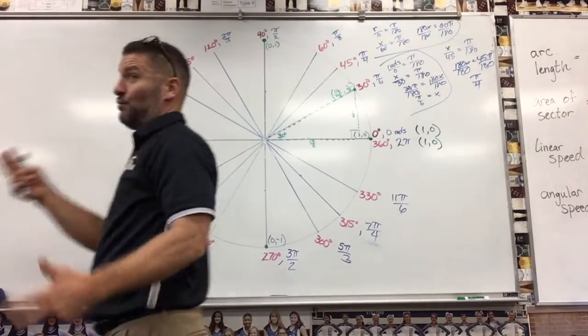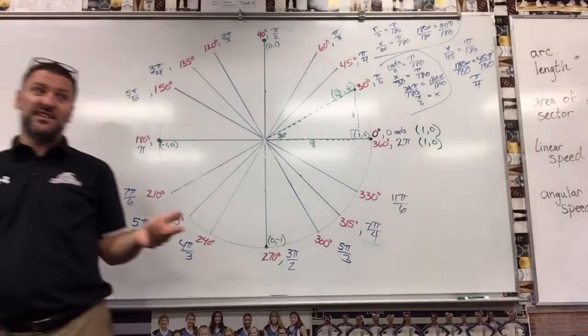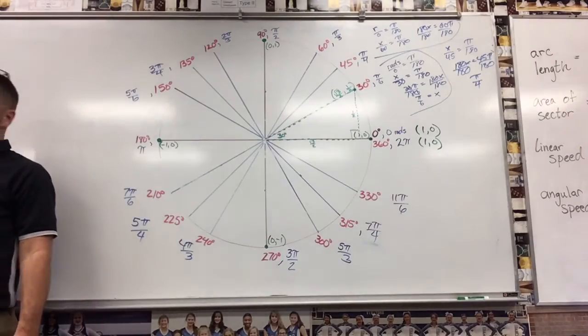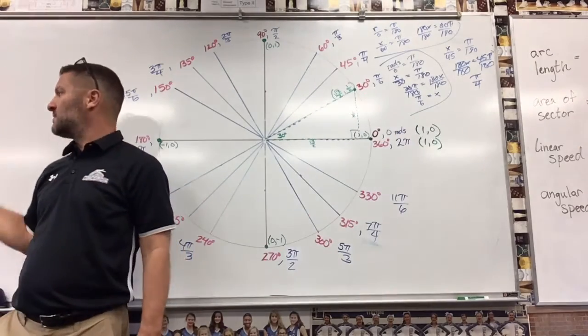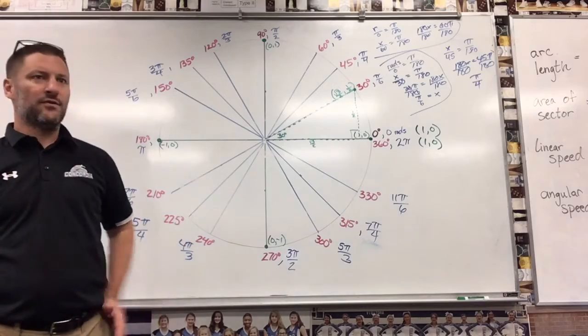Really, there's only two values here because these are all 30, 60, 90 and 45, 45, 90 triangles. It's either root 3 over 2, 1/2, or it's root 2 over 2. Right now we're dealing with the root 3 over 2, 1/2.